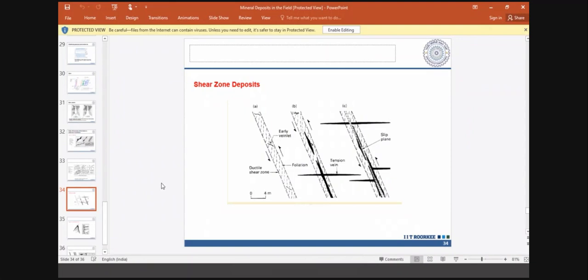Because all these things were taught as a part of structural geology. Whenever shearing takes place, it creates a lot of open spaces. The open spaces are filled by the lateral fluids. So that's why they're called shear zone deposits. Shear zone is a pure structural deformation. But when it is filled by certain fluids, coming either from magmatic, metamorphic, or meteoric sources, then it will be called shear zone deposits. And these shear zone deposits are very important.